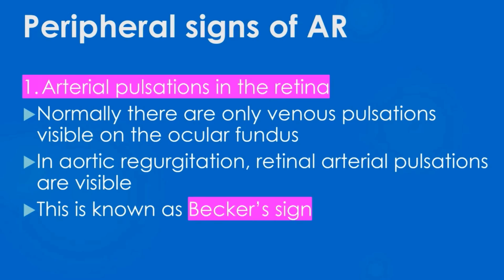1. Arterial pulsations in the retina. Normally there are only venous pulsations visible on the ocular fundus. In aortic regurgitation, retinal arterial pulsations are visible. This is known as Becker's sign.